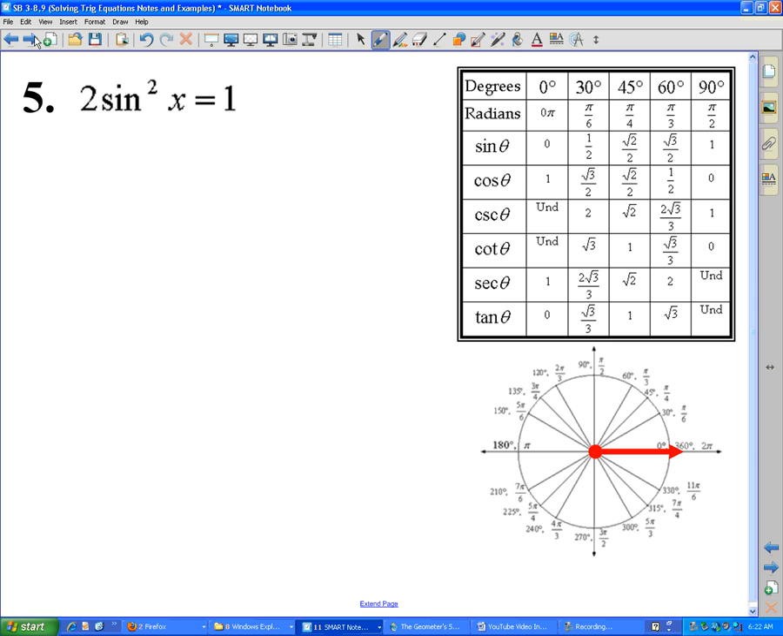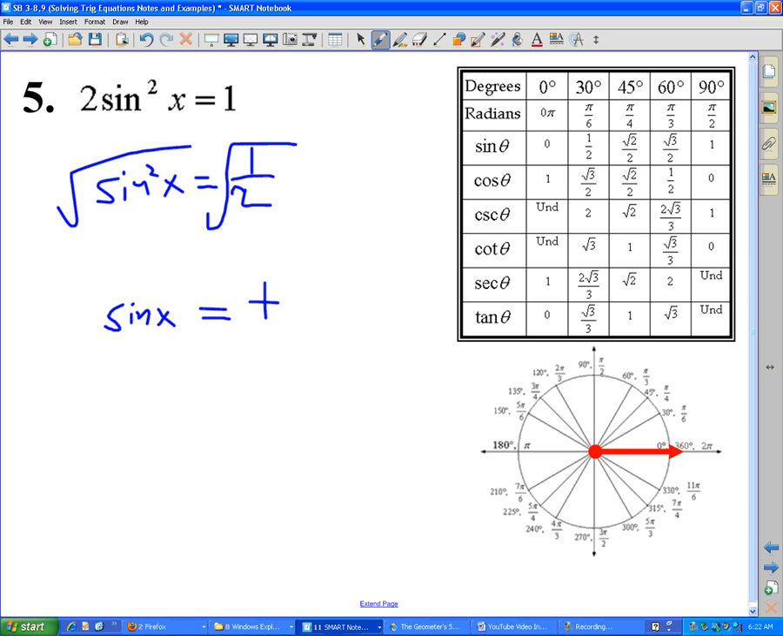This is problem number 5, and this time we actually have a square, but we don't have just the x term, so this one's actually pretty simple. What I can do is divide by 2, and then I can take the square root. Now remember what I told you. Anytime you take the square root of both sides of an equation, you have to get positive and negative roots. There's always going to be those 2 answers.